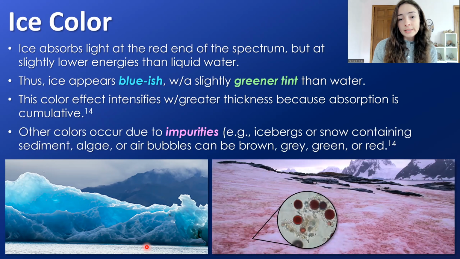Other colors in ice, other than greenish bluish, occur because of impurities. Such impurities can be things like sediment, algae, air bubbles, and this can cause colors of ice ranging from brown, gray, green to red even. There's red snow in some parts of the world that contains a special type of algae that are red, and so the snow appears red, but it's not the snow, it's actually the algae that is the red part. So I just think that's super cool.